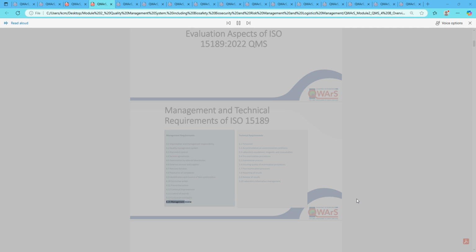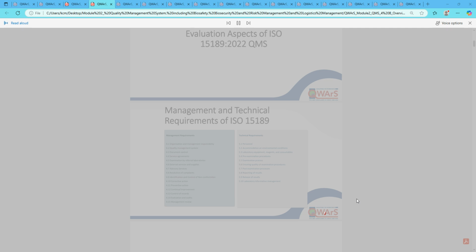Management Review. Technical requirements. 5.1 Personnel, 5.2 Accommodation and Environmental Conditions, 5.3 Laboratory Equipment, Reagents and Consumables, 5.4 Pre-examination Procedures, 5.5 Examination Process, 5.6 Ensuring Quality of Examination Procedures, 5.7 Post-examination Processes, 5.8 Reporting of Results, 5.9 Release of Results, 5.10 Laboratory Information Management.